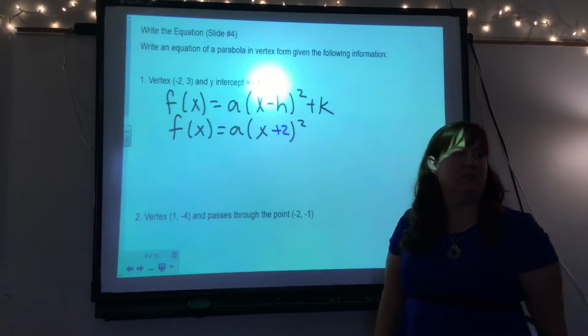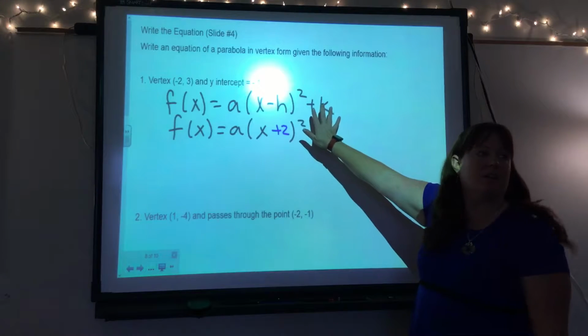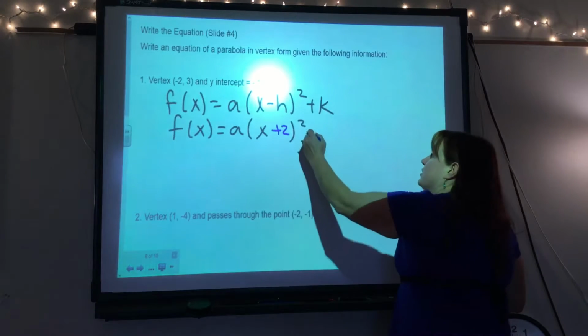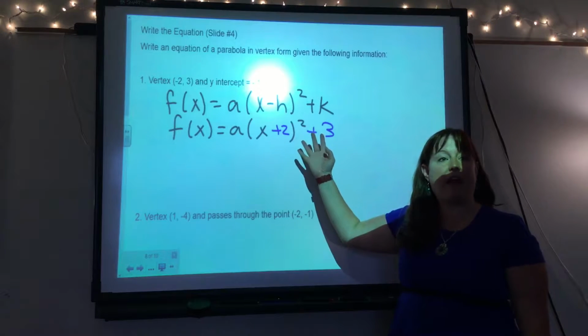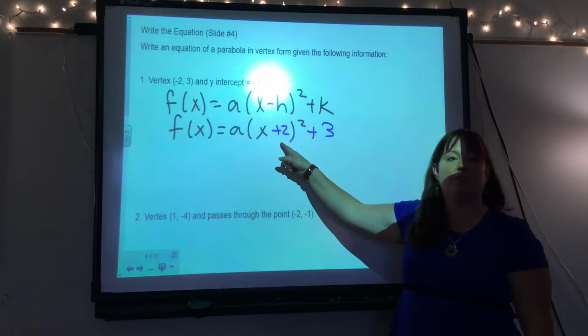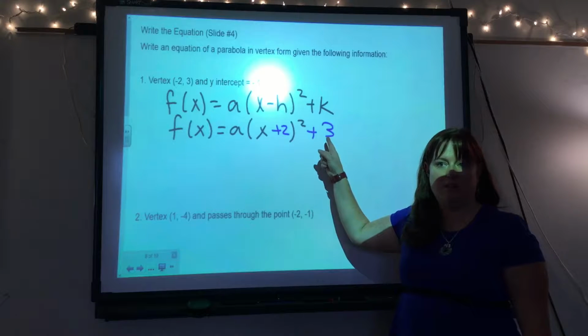And would it be minus 3? Or no, would it just be k, because y isn't a liar. So we do plus 3. Because then if you look at that, we know that means the vertex is at negative 2, positive 3.